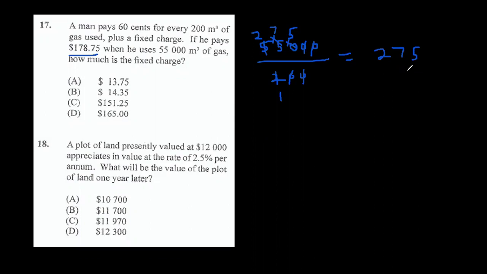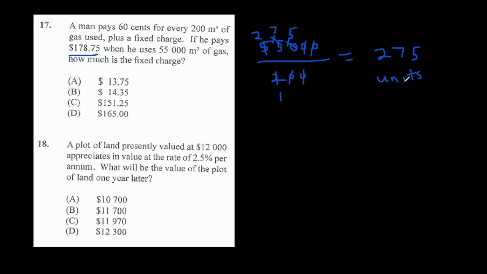Okay, so I have 55,000 meter cube of gas, and for every 200, I'm being charged. Yeah, I take the 55,000 divided by 200, so I get 275 units of 200 meter cube of gas, right? In other words, 275 units, and each unit is going to be 200 meter cube of gas, right? That's a more succinct explanation.